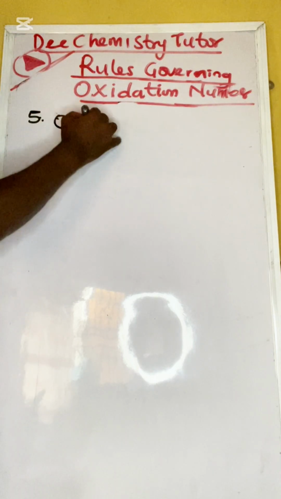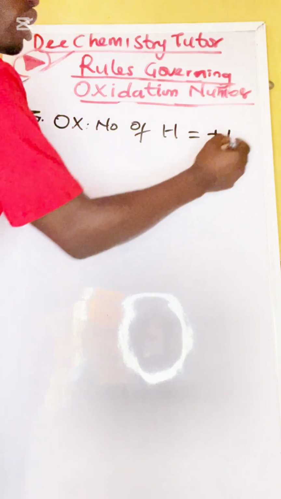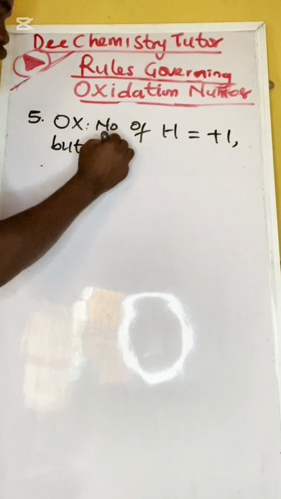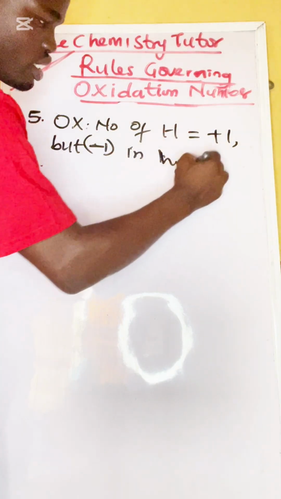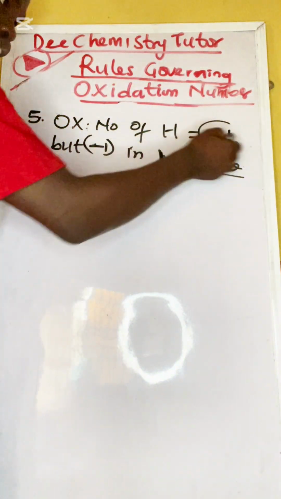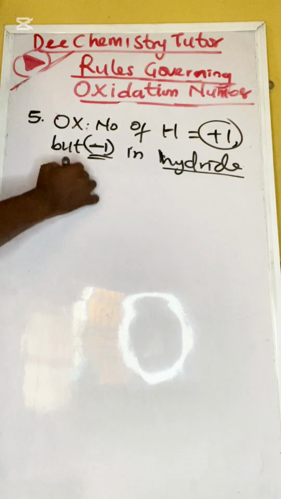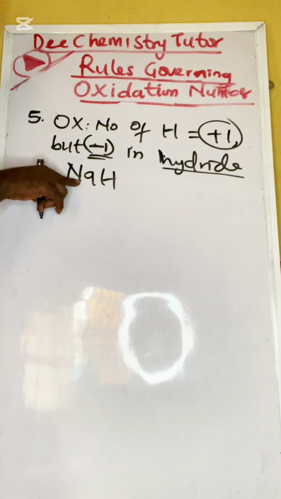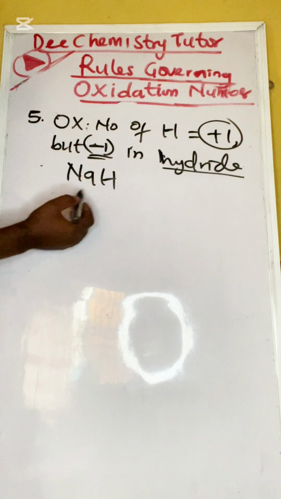So the fifth one, the oxidation number of hydrogen is actually +1, but there's an exception. It will be -1 in hydride. I will tell you what a hydride means. It is actually +1, but when it is in hydride, it becomes -1. Now, look at it. This is a hydride. This is what we mean by sodium hydride. When hydrogen is combined with a metal, it is said to be a hydride. So in this case, hydrogen will exist as -1, not +1.